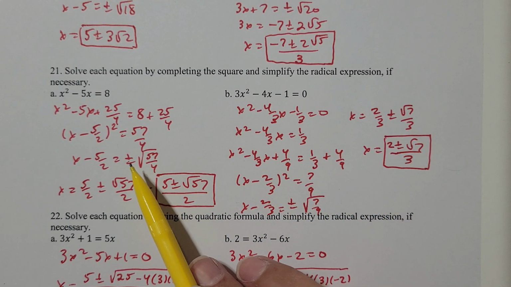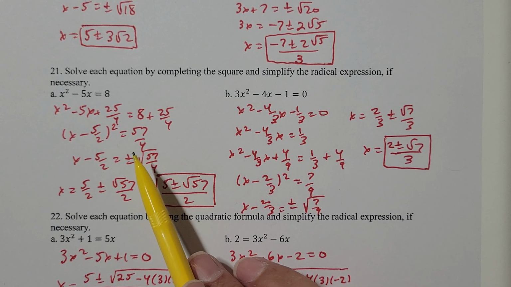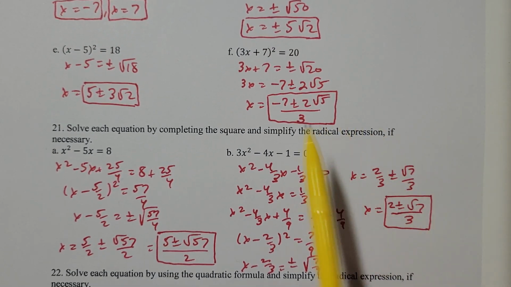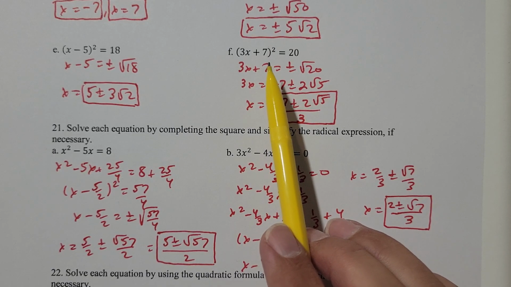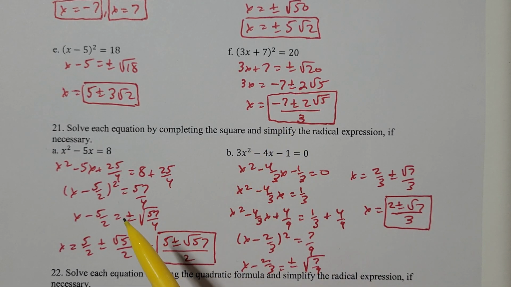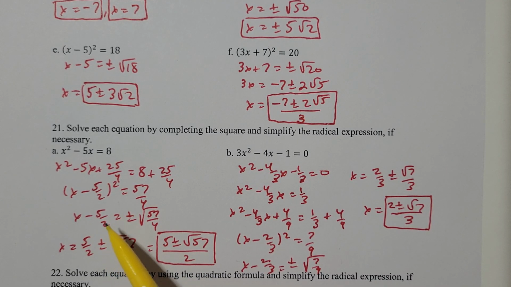Okay, and then now the next thing is I need to use the square root property. So when you see the methods for solving quadratics, you'll always see the square root property mentioned before completing the square, because when you complete the square, you have to use the square root property. So in order to solve this equation, x minus 5 halves squared equals 57 fourths, I need to know the square root property. So if I take the square root of both sides, I got x minus 5 halves equals plus and minus the square root of 57 fourths.